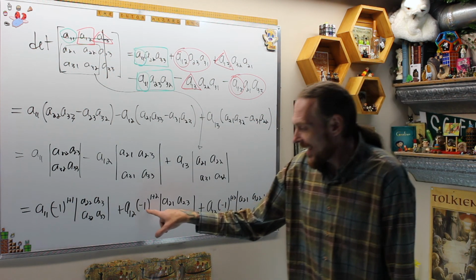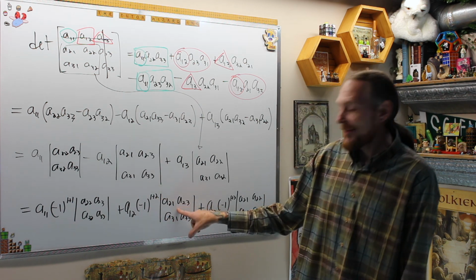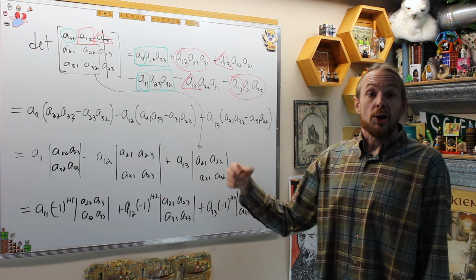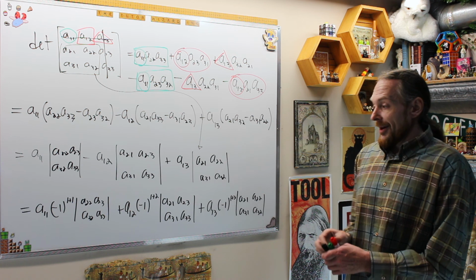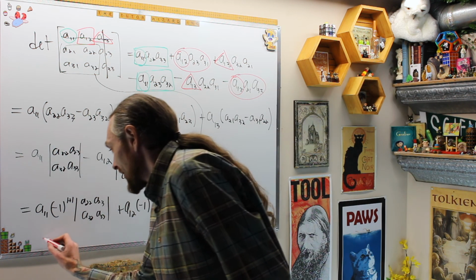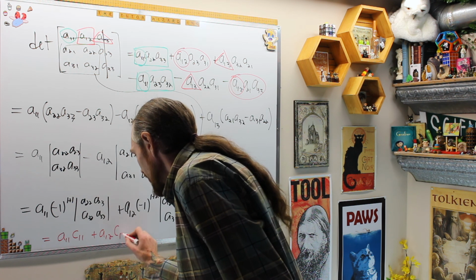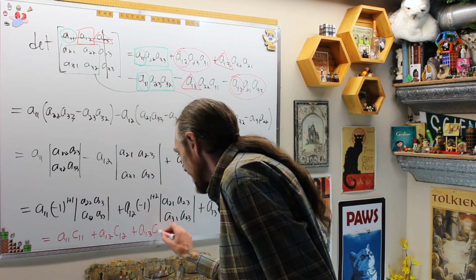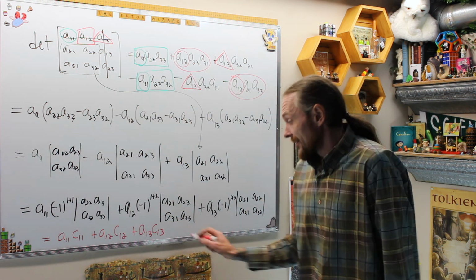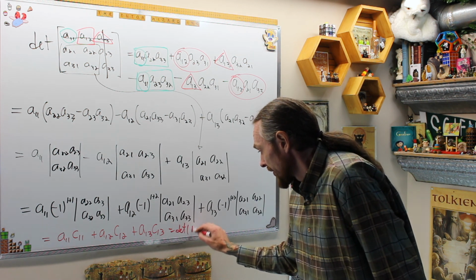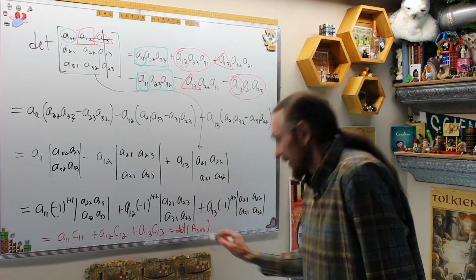And then this -1 business guy times these minors is what we call a cofactor. And therefore we write this as A11 C11 plus A12 C12 plus A13 C13. This is the determinant of a 3 by 3 matrix.